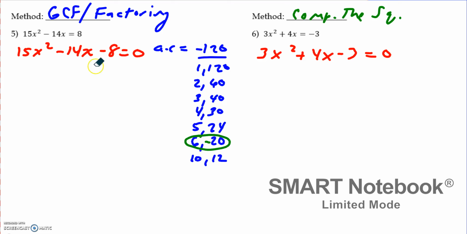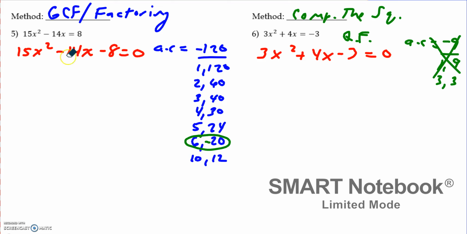If I look at number 6 and I try the same thing, if I do a times c, I would get negative 9. The only pairs I have for 9 are 1 times 9 or 3 times 3. Can either of these pairs combine to be 4? No, they can't, which means this problem I'm going to use the quadratic formula for, and this problem I'm going to do with factoring by grouping, aka split the middle term.